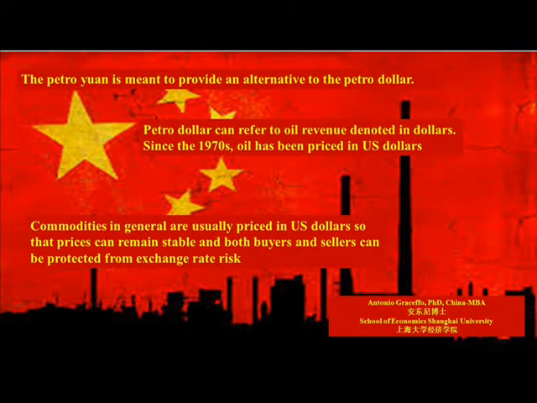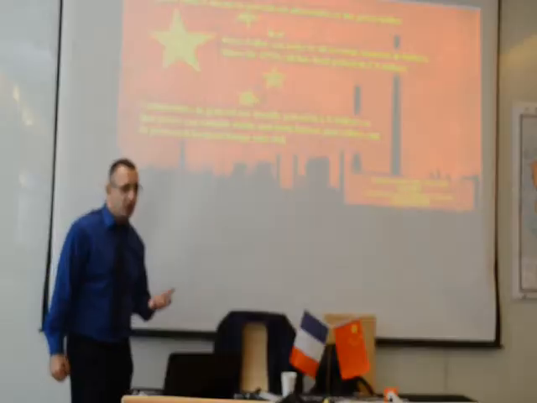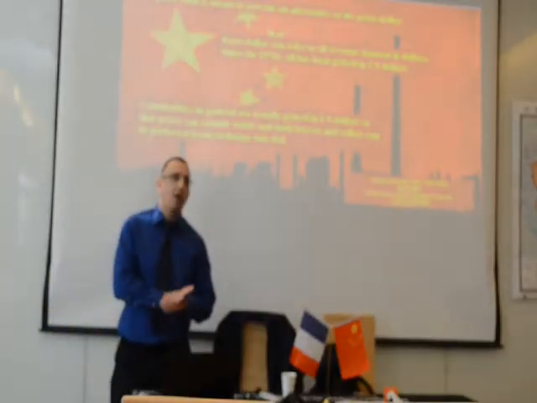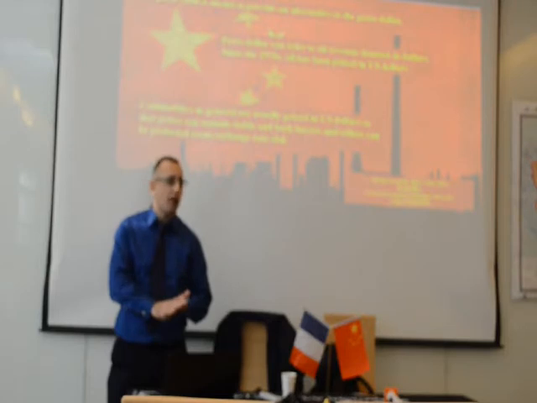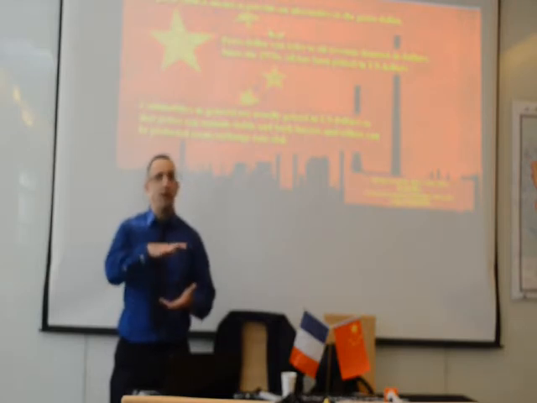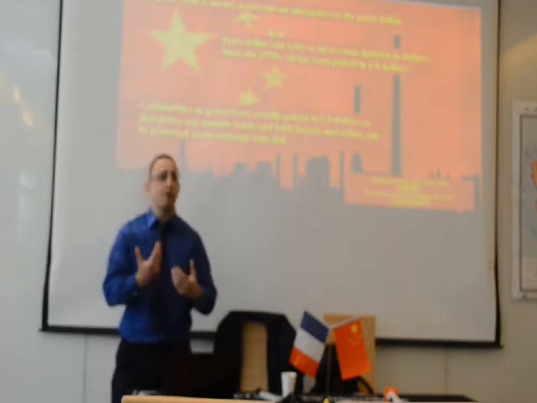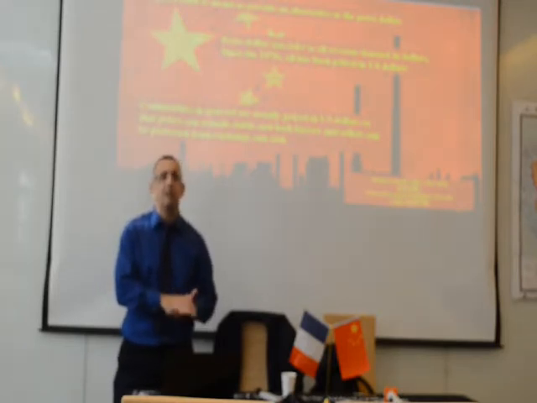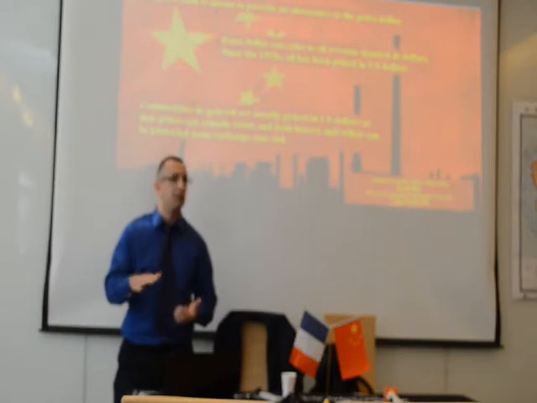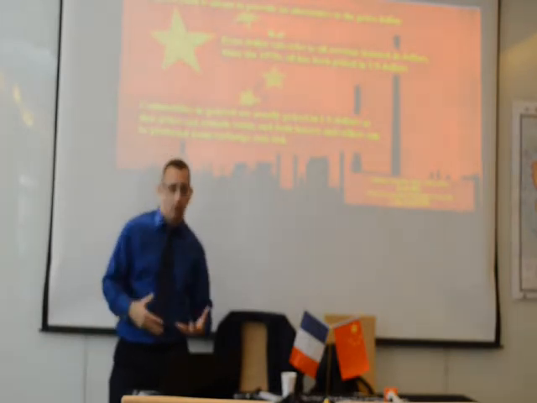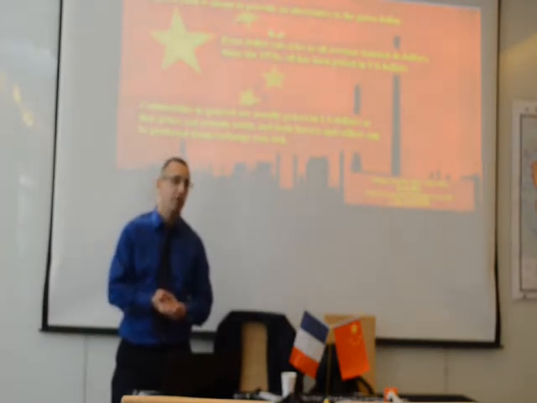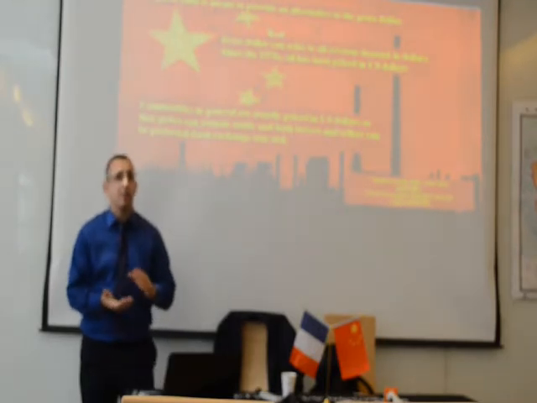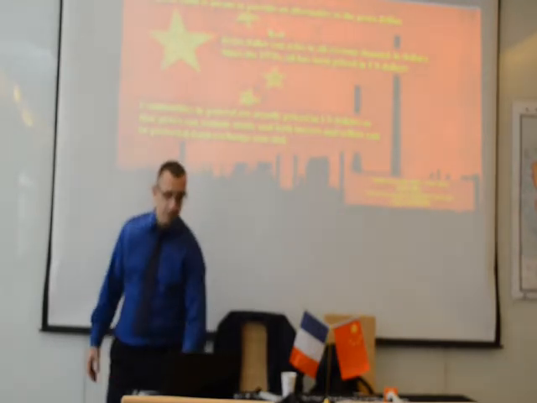Alright, so the Petro Yuan. Petro Yuan is meant to provide an alternative to the petrodollar. The petrodollar basically means that in the world, oil is priced in US dollars. It's exchanged for US dollars, and the profits earned in US dollars are referred to as petrodollars. This has been since 1970. The world has basically been using dollars for petroleum. So China now wants to be able to use yuan to buy petroleum.